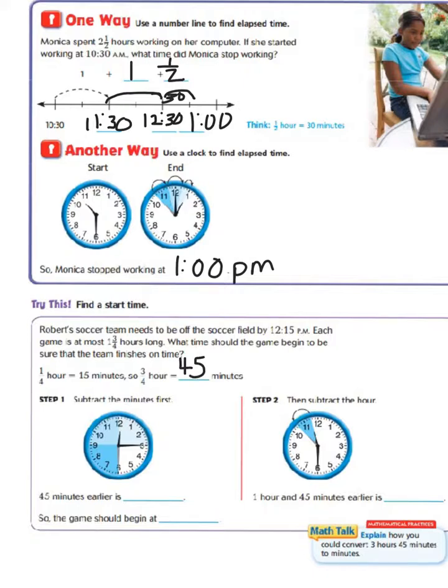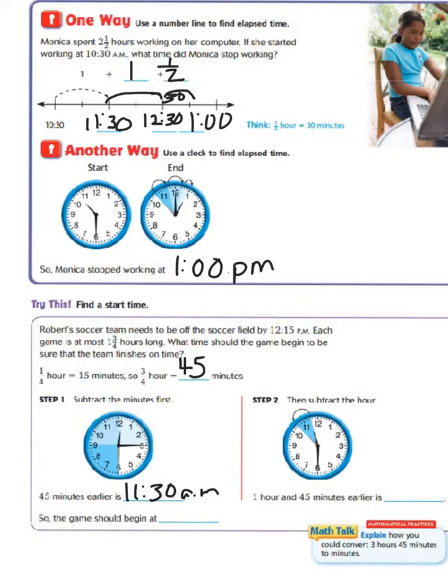So let's look at step 1. It says to subtract the minutes first. So 45 minutes earlier. And remember, since we have the finish time and we have to find the start time, we have to go back in time. Therefore, we need to subtract. Going forward in time, or starting with the start time to find the end time, requires us to add. Having the end time but finding the start time requires us to go back in time and requires us to subtract. So 45 minutes earlier is going to be 11:30 a.m.